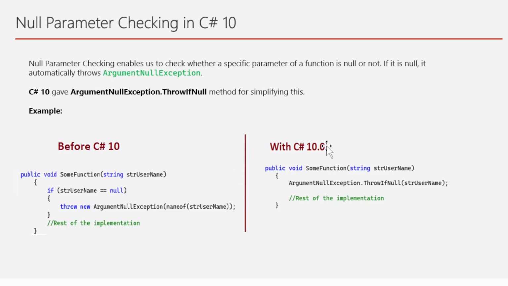But with C# 10, again there is the same function. It also accepts strUsername as an input parameter, and here we are not checking with an if condition. We just use the ThrowIfNull method. And if strUsername is null, then it will automatically throw the ArgumentNullException. That is the beauty of null parameter checking in C# 10.